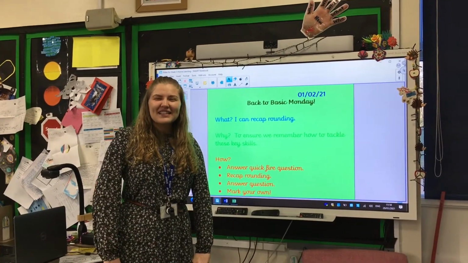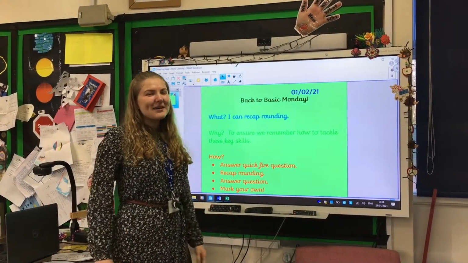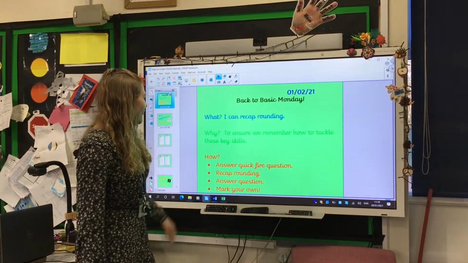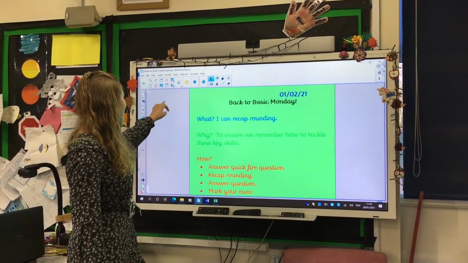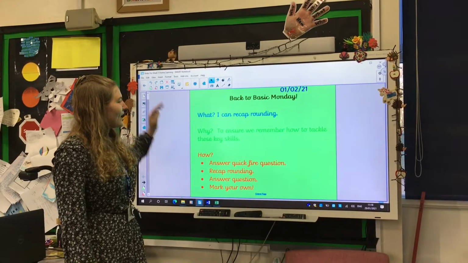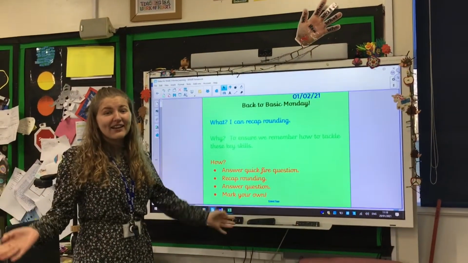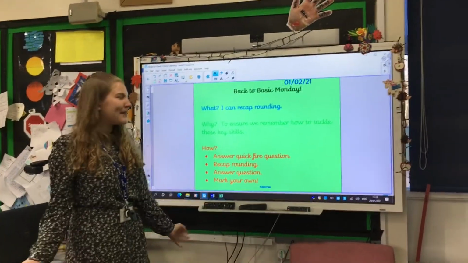Your first math lesson of week 5. It is a Back to Basics Monday. We've got a whole load of exciting stuff coming your way. So today we are recapping rounding. I know lots of you love rounding, so you'll be really pleased.